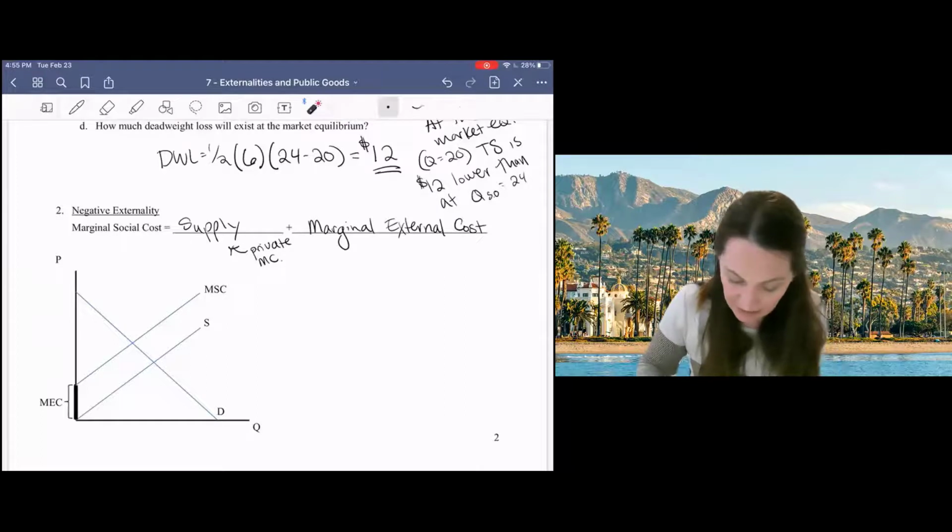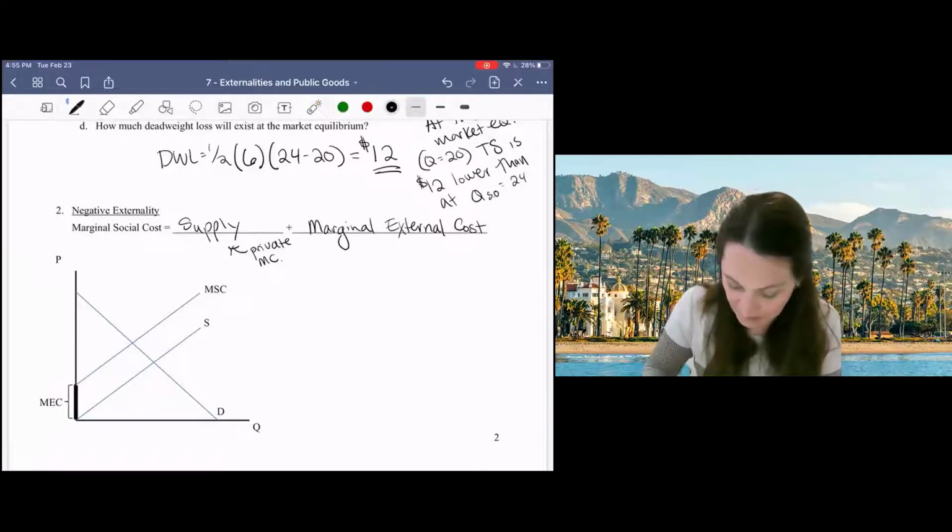So as you can see here, we've taken our supply curve, our private cost of production, and shifted it up by the amount of the marginal external cost to get our marginal social cost curve. The distance between these two lines at any point is the marginal external cost.